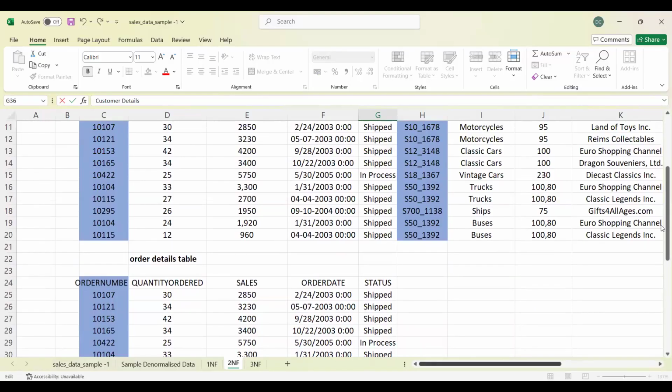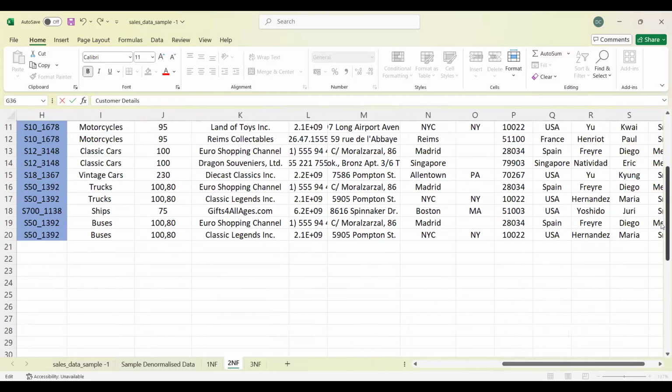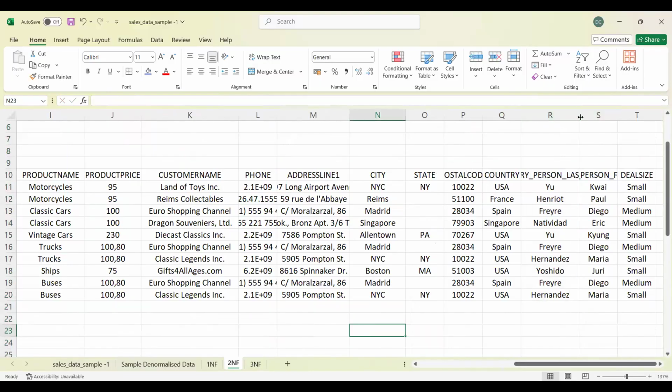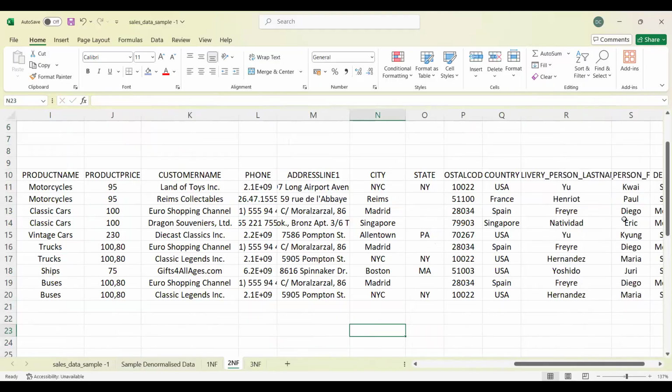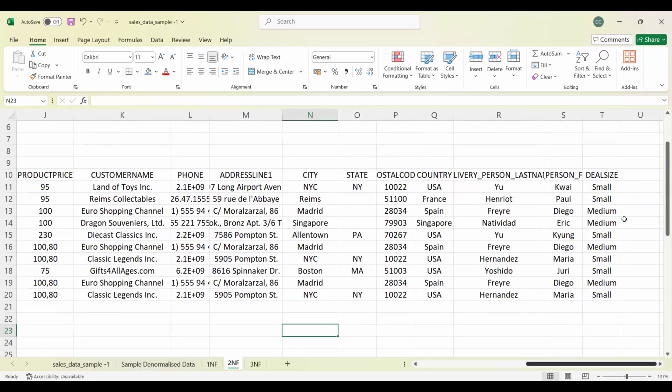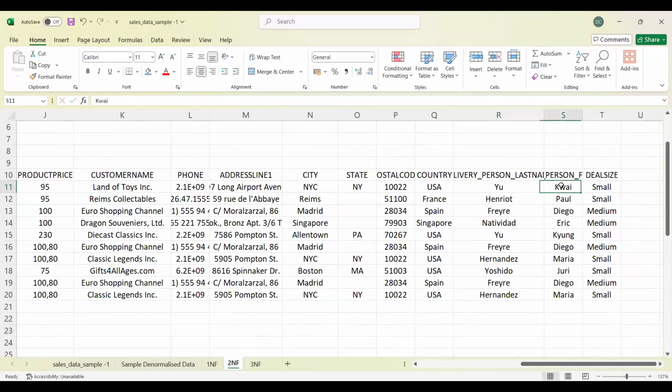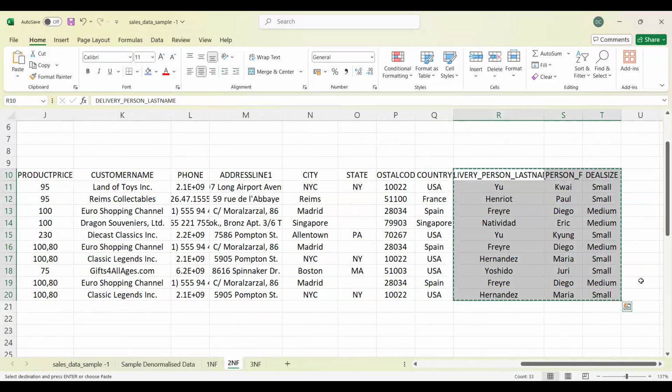And at the end, we have this 3 columns, right? That is delivery person last name, delivery person first name, and deal size. Basically, this 3 columns also belongs to order details only. It is fully dependent because delivery person last name, in the sense, for this order number only, we are assigned this delivery persons, right? So basically, we will copy this 3 into orders table only.